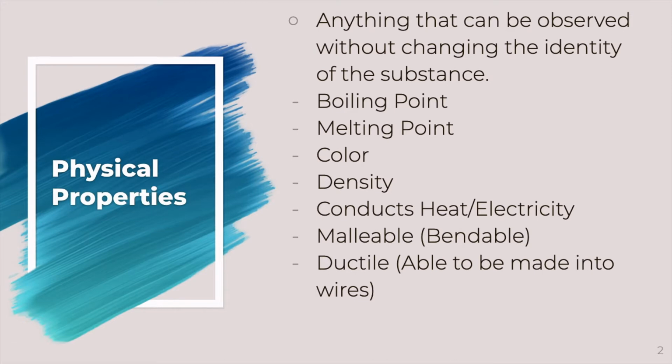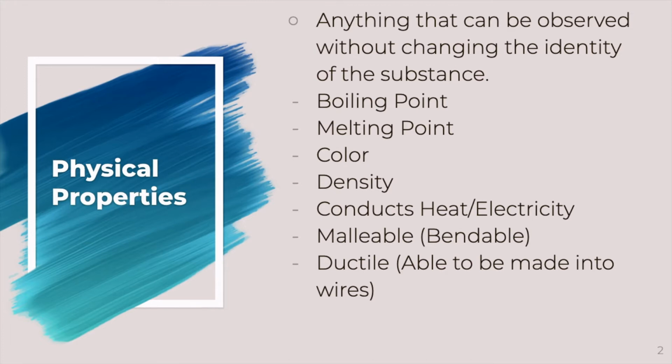We can look at something and observe the color. We can look and observe the density. We will talk more about density later on. Density is a physical property. It talks about how much mass something is per unit of volume. We can also look and see if something conducts heat or conducts electricity. Another thing would be if it's malleable. So if we can bend it. A lot of times metal is very malleable. When you bend it, it takes and keeps its shape.